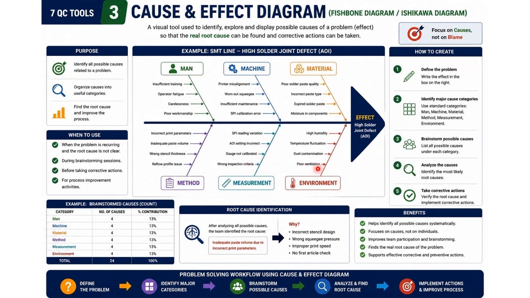Under environment, high humidity and dust contamination. After listing all possible causes, the team investigates and verifies them using data. In this example, the root cause was identified as inadequate paste volume due to incorrect print parameters. The fishbone diagram is widely used in quality assurance, manufacturing, Six Sigma, and Lean because it promotes teamwork, organizes ideas, supports root cause analysis, and helps implement effective corrective actions.